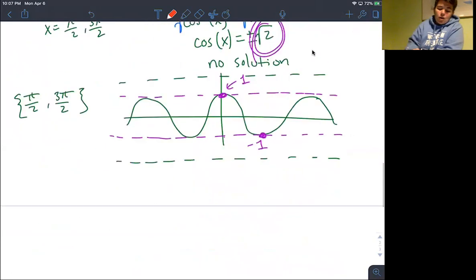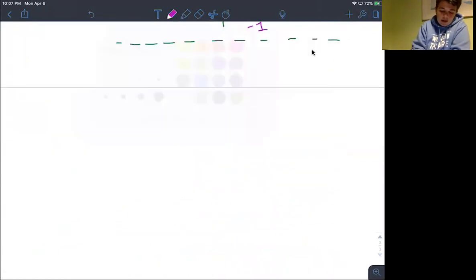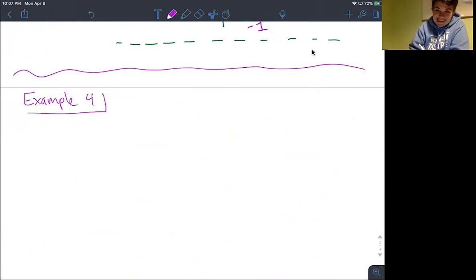Cool. Y'all, I have one more example. Hopefully I'm not going too fast. I know I probably am, but I also know that you have the power of the pause button, so you can stop it where you want to and catch up. So I've got one more for you. This one's a good one. So we're going to solve for x.